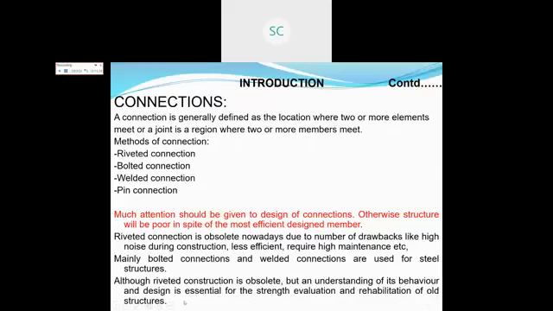Suppose some students join the railways or some other organization, and they are assigned to go for retrofitting or rehabilitation of an old bridge. This bridge is constructed with riveted connections. Without knowing the idea about the riveted connection, how will you go for the repair? So you must have some idea about the riveted connection. But mainly you have to go for the design of steel structures by bolted connection and welded connection.